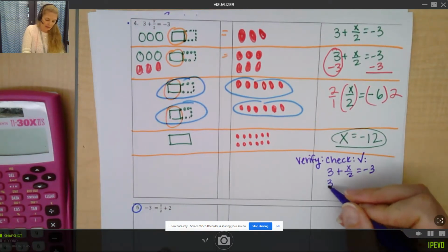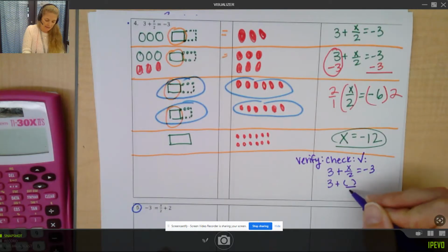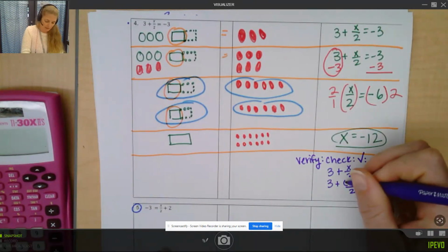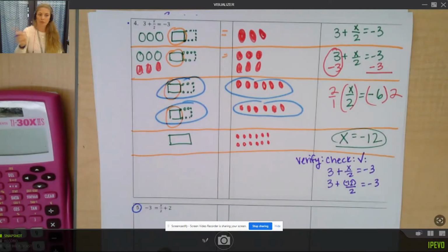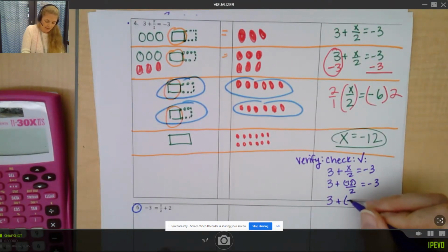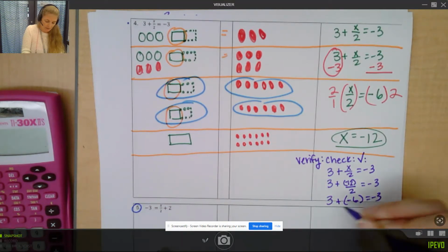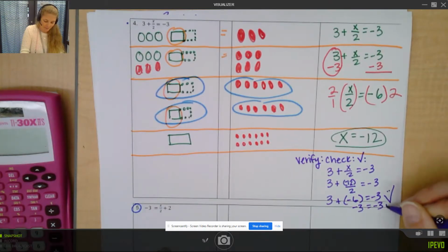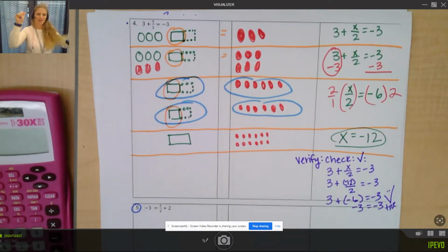And I'm going to rewrite that equation, but everywhere I see an x, I'm going to put an empty parentheses. So then I can substitute in the value I think this is. Remember, there's no inverse operations during the verify because there's no variable to isolate. So here this is 3 plus -12 divided by 2 is -6. And 3 plus -6 is -3, and -3 does equal -3. Nice. So Chucky's like, you got it right. Great job.